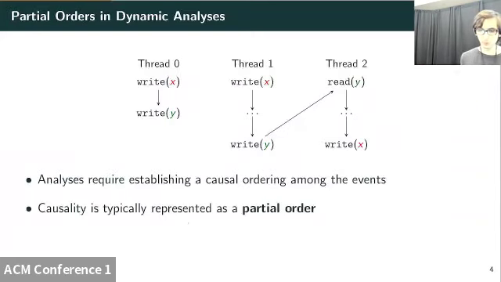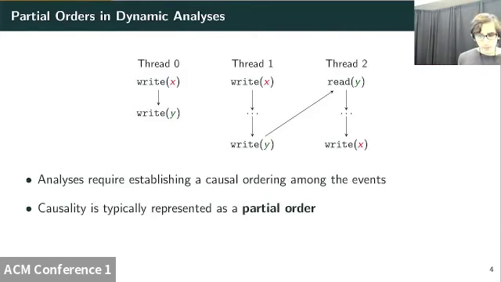So we can now look more closely at what happens underneath these dynamic analyses. Here we have an example of an observed execution from a dynamic analysis run. We have 3 threads, and each thread contains a sequence of events. These events can, for instance, be reading and writing to a memory location, as shown here.